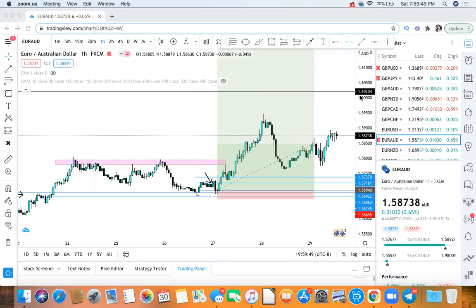Actually, this one was one of them, which is Euro AUD. I want to go ahead and explain what we did on Euro AUD and why we got in for that buy position, which is that long. So let's just go ahead and do a quick breakdown on this, okay?